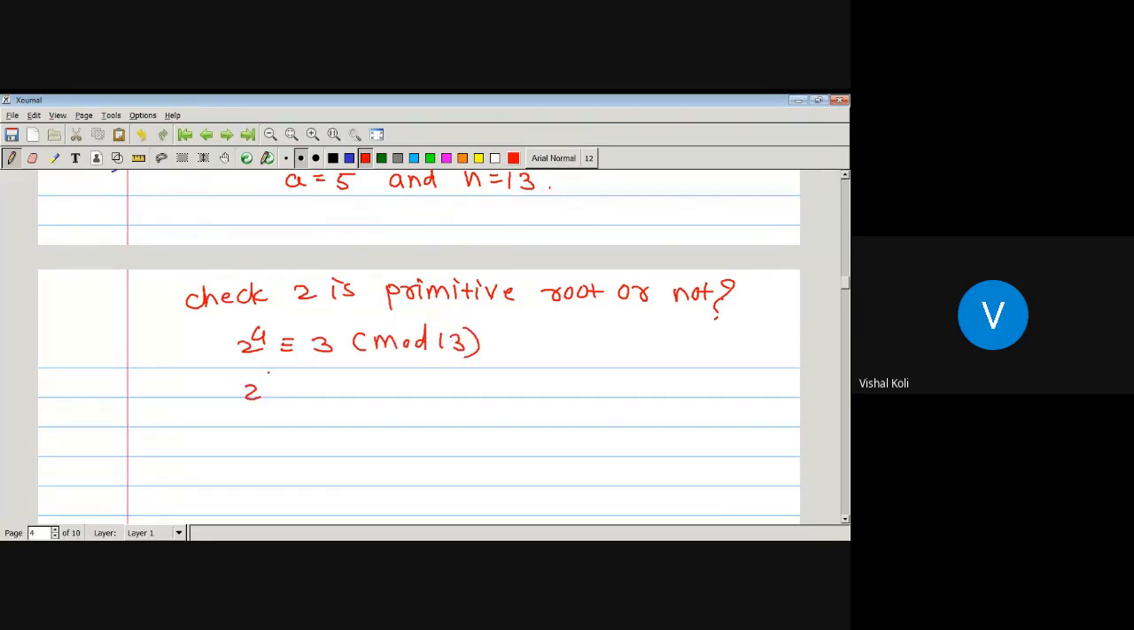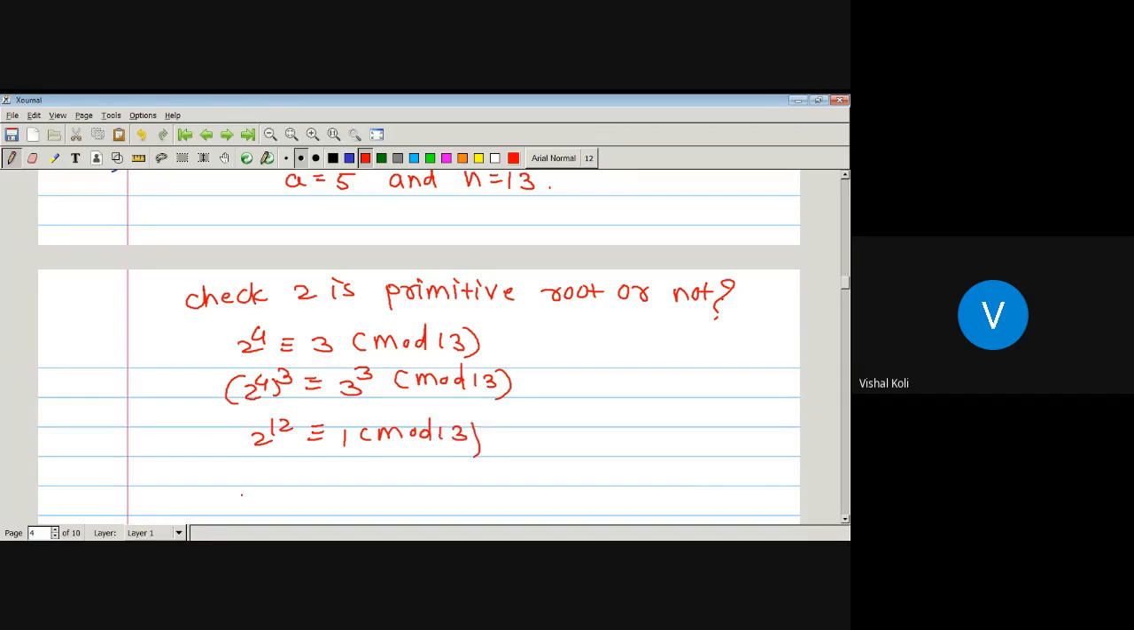Now 2 raised to 4 raised to 3 is congruent to 3 cube modulo 13, which is nothing but 2 raised to 12, and which is congruent to 3 cube, which will be 27. What is the value of 27 over modulo 13? 1. Which is 1.